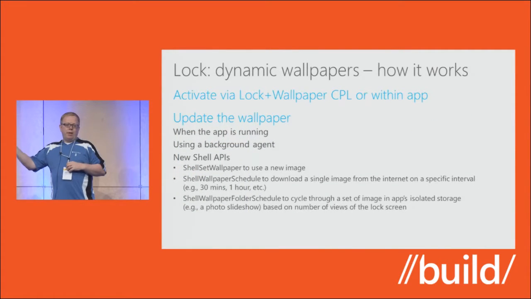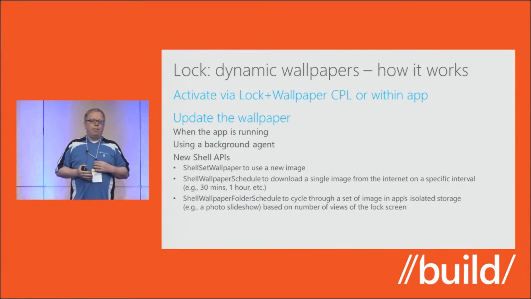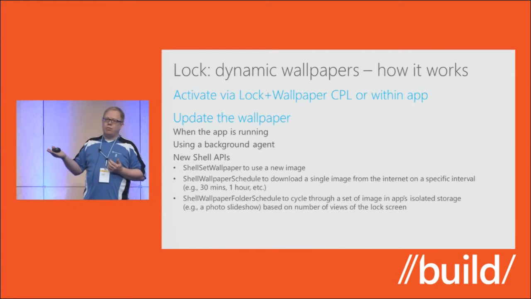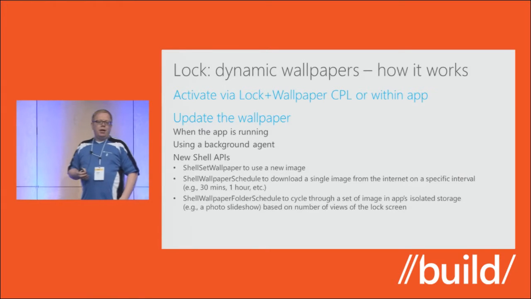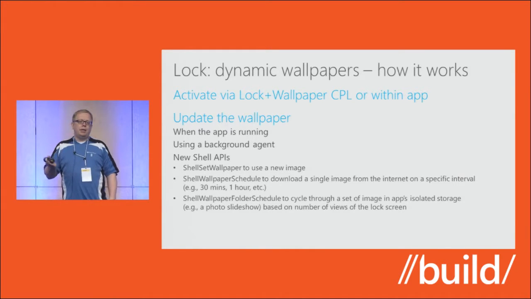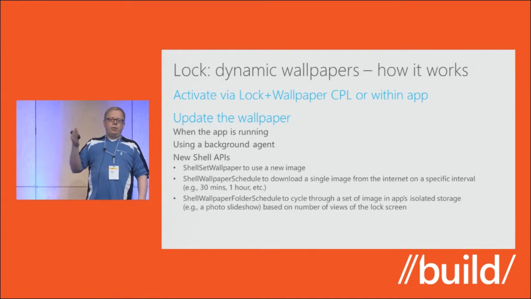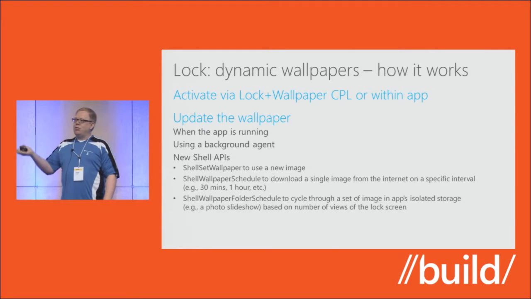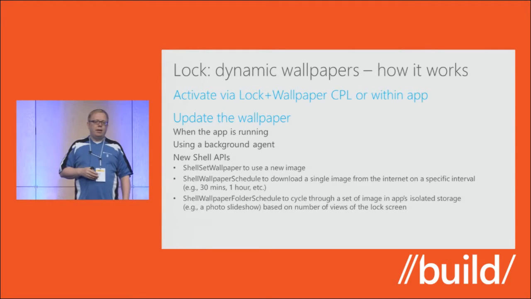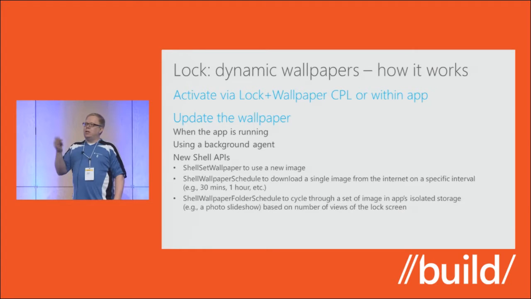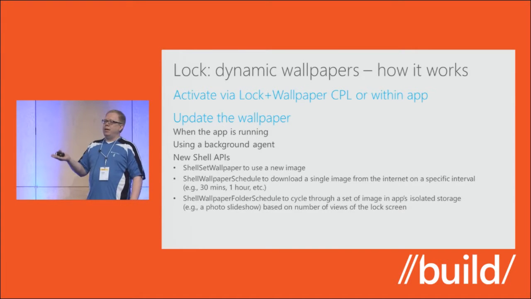So you activate it via the control panel, as I said. I can update the wallpaper when the app is running. I can use a background agent. Background agents run every half an hour. But there are also new shell APIs, so I can set the wallpaper using a new image. I can schedule an update, or I can get it to cycle through a whole set of images in my isolated store.